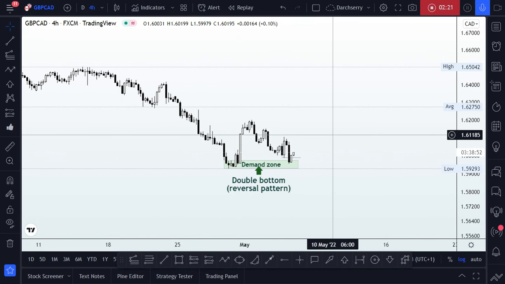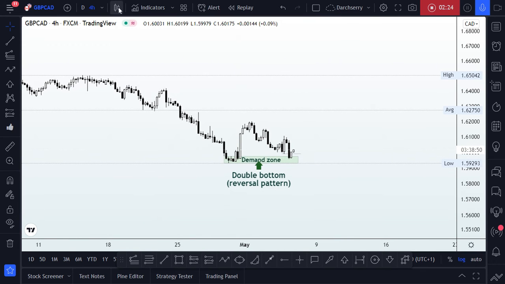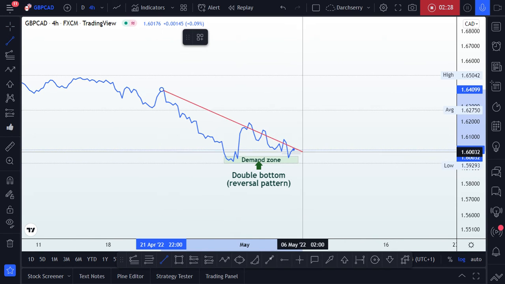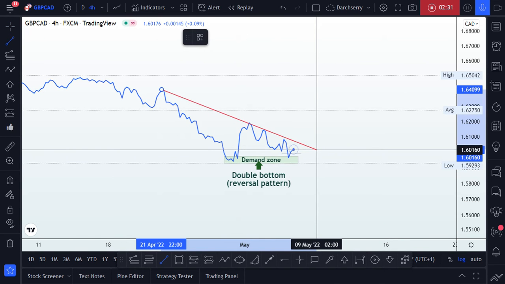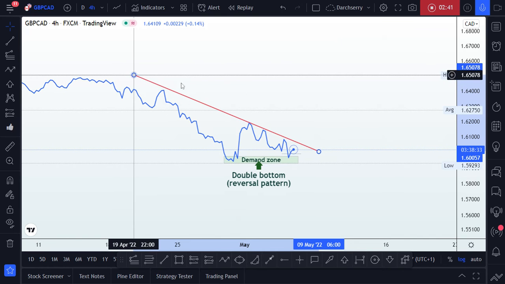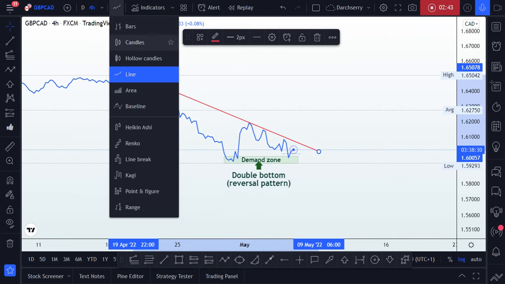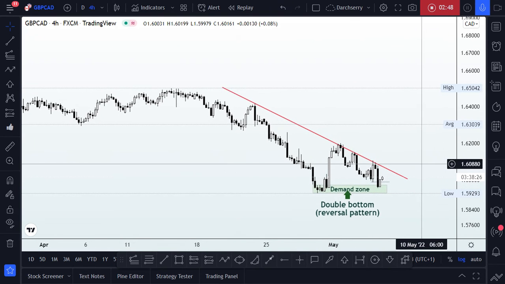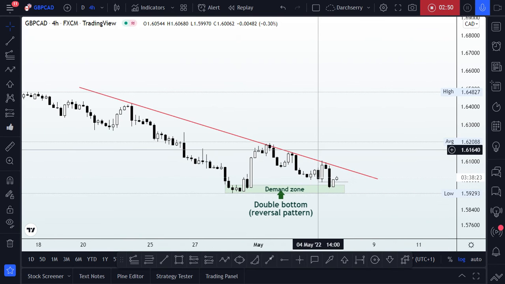So if we look closely and zoom in further, pulling out our line chart, we can see that we have a trend line right at the top here, which has been respected for quite a while. And we might be looking forward to the breakout of the structure as a signal that we are going on a reversal pattern at this point. So from the perspective of the 4 hours time frame, this is what we can see at this point in time.